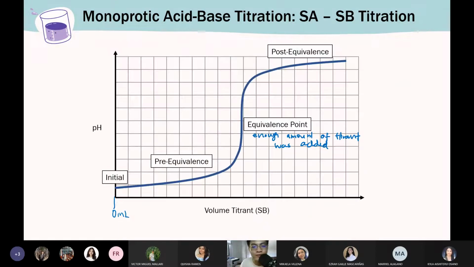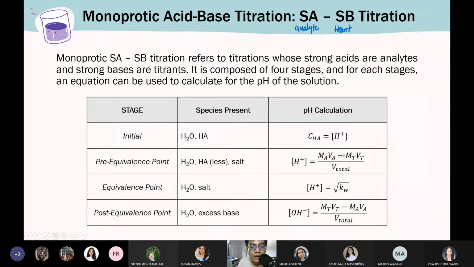Kaya if you can see here in the graph, yung initial mababa pH kasi acidic siya. But as we add the titrant, ano mapapansin mo? It slowly goes up. Tumataas yung pH kasi nagre-react na yung acid sa base. So, nababawasan yung acidity. So, the pH goes up. Tandaan nyo yan. Important yan. So, you have less acid and the salt.